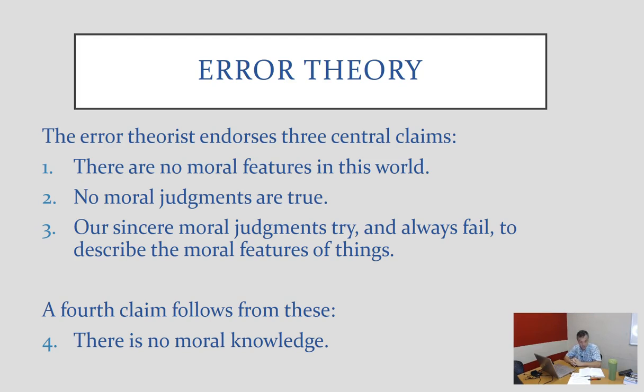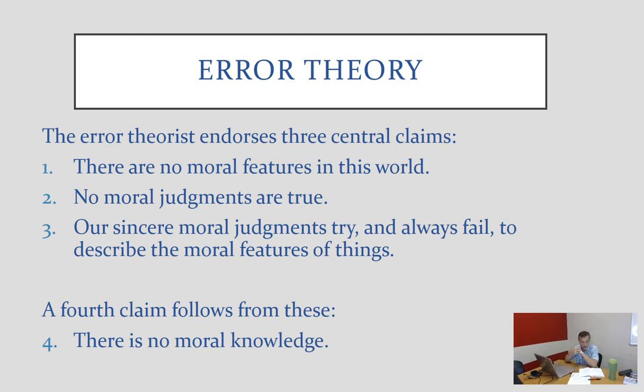So let's look at the claims that the error theorist affirms here. So there are no moral features in the world. So nothing is morally good or bad. There is nothing that is right or wrong. There is nothing that is virtuous or vicious. So you can tally up everything in the world and you will not come across any moral features whatsoever. You will only come across the kinds of things that I mentioned earlier.